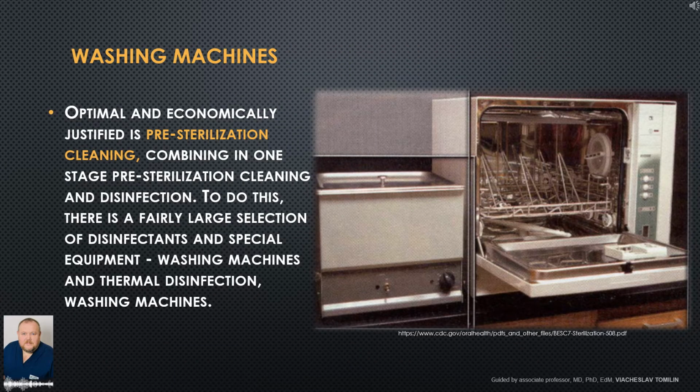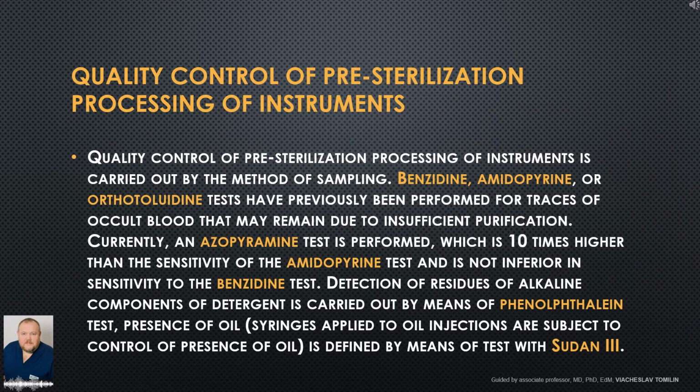Washing machines. Optimal and economically justified is pre-sterilization cleaning, combining in one stage pre-sterilization cleaning and disinfection. To do this, there is a fairly large selection of disinfectants and special equipment: washing machines and thermal disinfection washing machines.